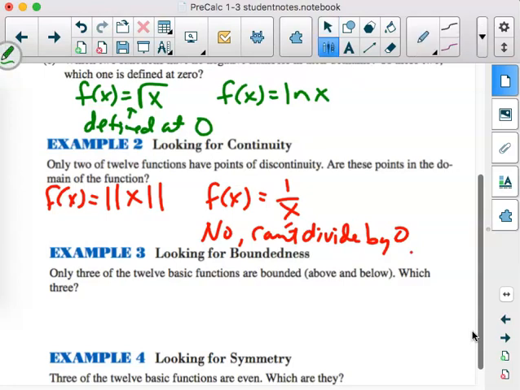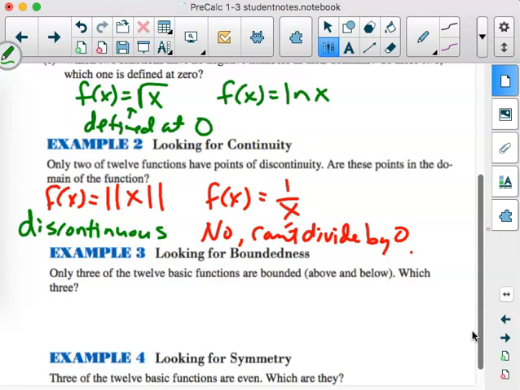For the greatest integer function, are those points in the domain of the function? Well, yeah, we can put all the numbers in for x that we want. We're just not going to get all the y's back. So the reason that this one is a mess is because it is a discontinuous graph. There's jumps at every integer.